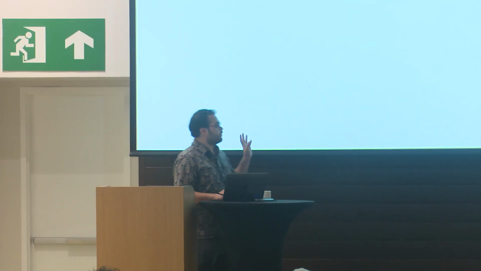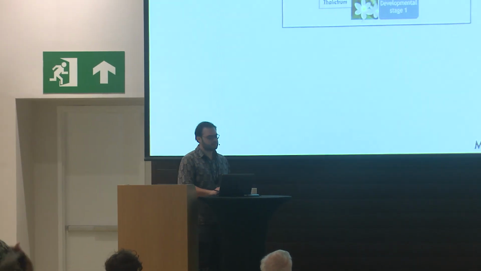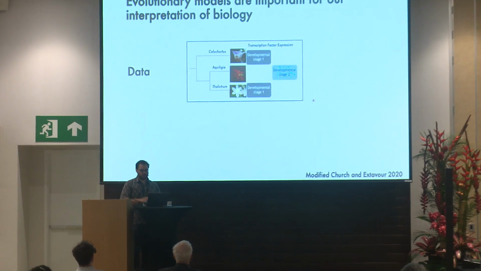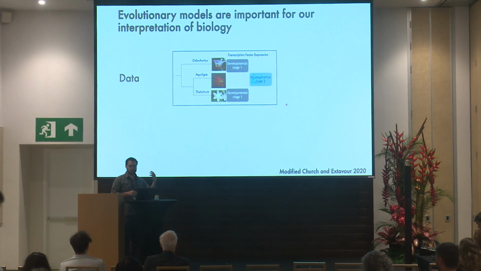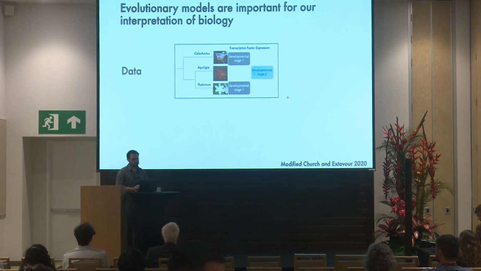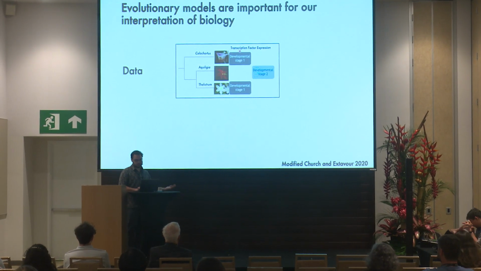I want to start this talk by discussing a broader question in evolutionary biology, in particular, why evolutionary models are important for our interpretation of evolutionary biology. And to drive this point home, I'm going to walk through this example from Church and Extrover, but I've replaced their arthropods with some plants. In a lot of comparative biology at macroevolutionary scale, we're often presented with this type of data, where we have a phylogeny that represents the relationships amongst our organisms, and we have some comparative trait data. In this case, the expression pattern of some transcription factor.